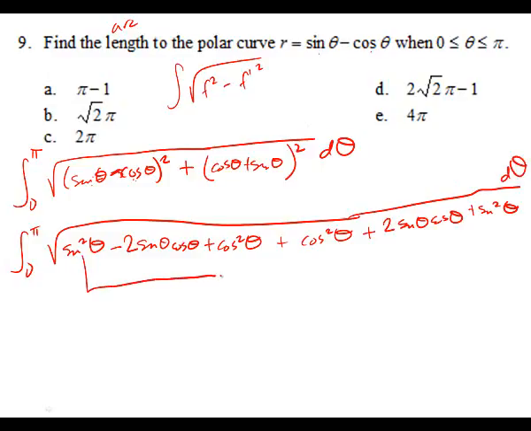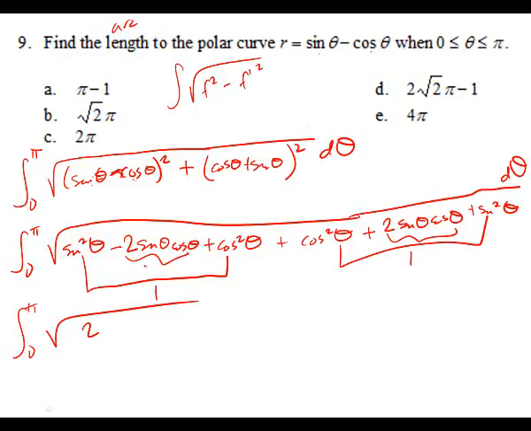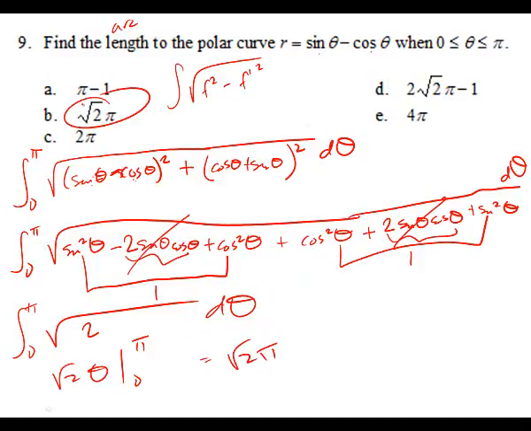What is sine squared plus cosine squared? 1, and don't I have that in there twice? So doesn't that become 2? And then what do you notice about this piece and this piece? They cancel, don't they? So I'm just left with the square root of 2 d theta. So don't I get the square root of 2 theta from 0 to pi? So let's see, when I put that in, I get square root of 2 pi. Again, that's a nice problem. For it looking really ugly, it's actually a pretty nice problem.